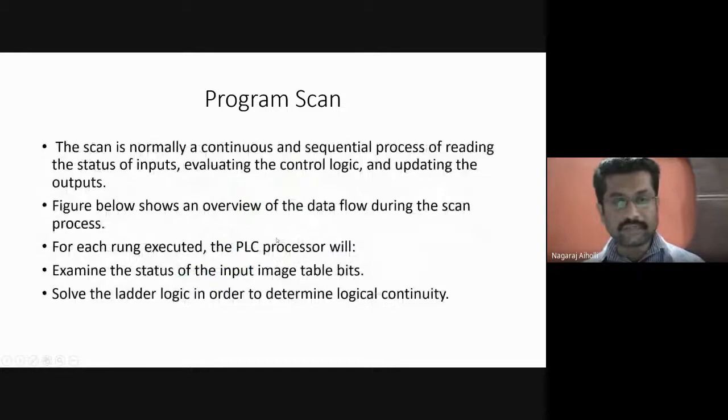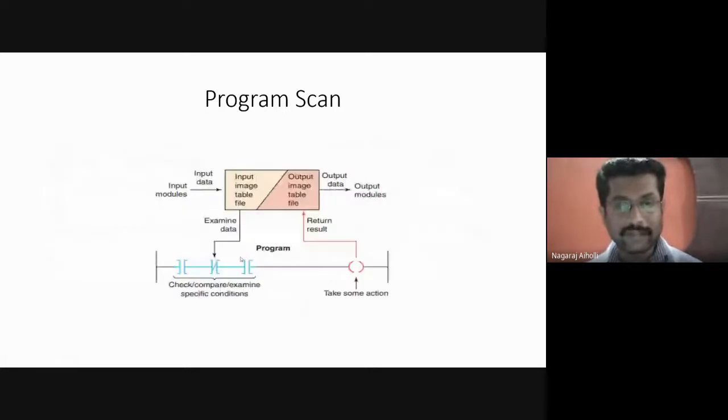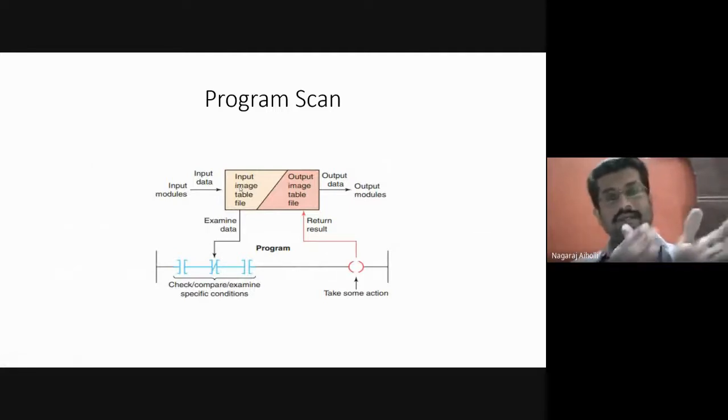Examine the status of the input image table bits and solve the ladder logic in order to determine logical continuity. There is logical continuity; as I told, it's a flow diagram. If the flow has to be continuous, it requires connectivity from the previous to the next. If there is no connectivity from the previous to the next, then there is no logical continuity. Am I right?